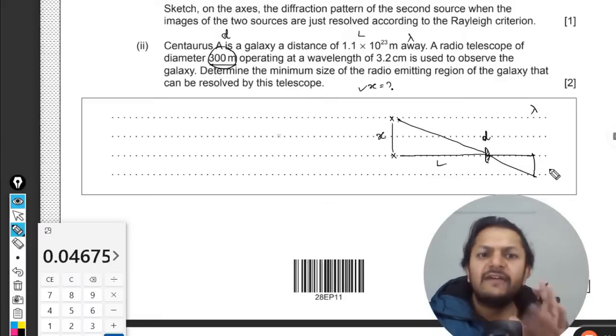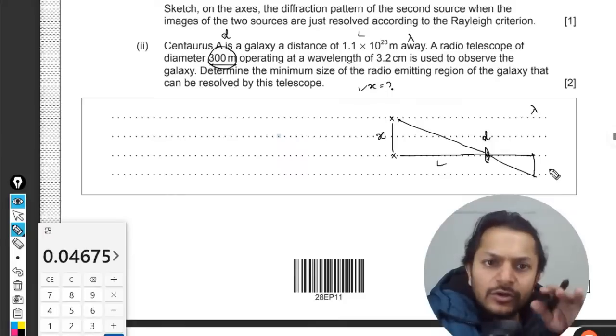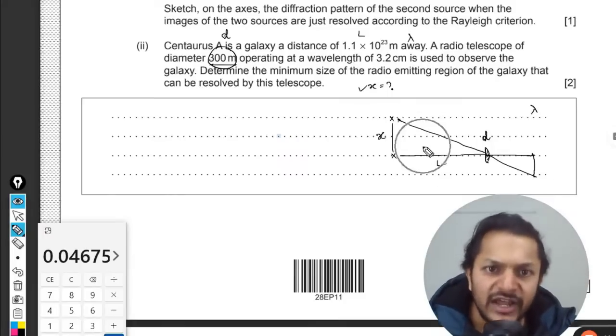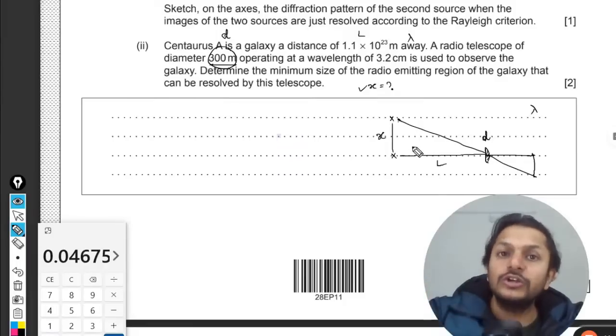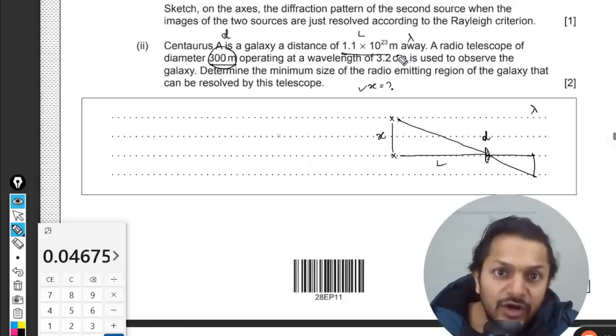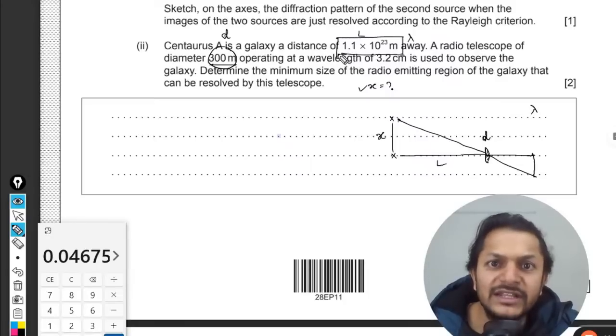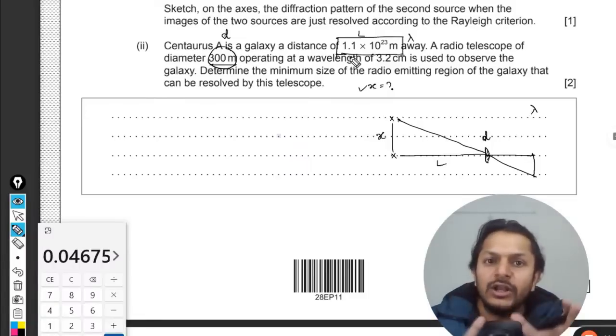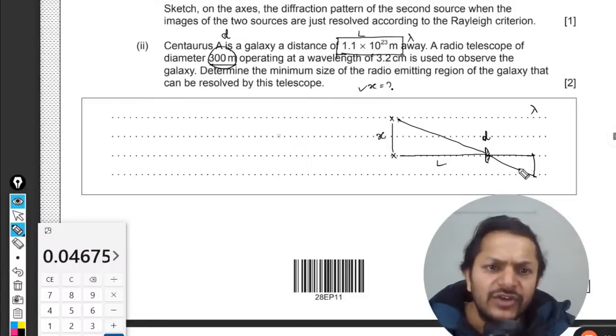So I usually refer to this question as bigger triangle and smaller triangle. You see, this is a bigger triangle which literally goes away. One side of this is capital L, which is 1.110 raised to power 23 meters. It is that bigger triangle, that is why I'm just calling it bigger triangle.